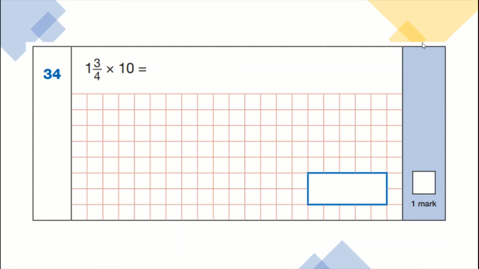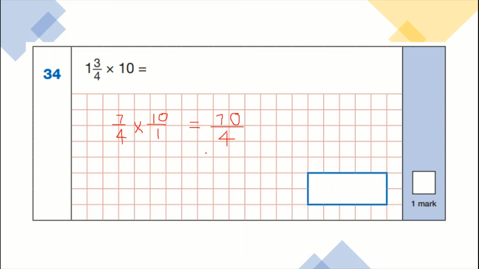For this, we would have to make the 10 into a fraction. So that would be 10 over 1. And then we also have to change this mixed number into an improper fraction. So 4 times 1 is 4, plus 3 is 7, so 7 over 4. Now, just like a normal multiplication, 7 times 10 is 70, 4 times 1 is 4.